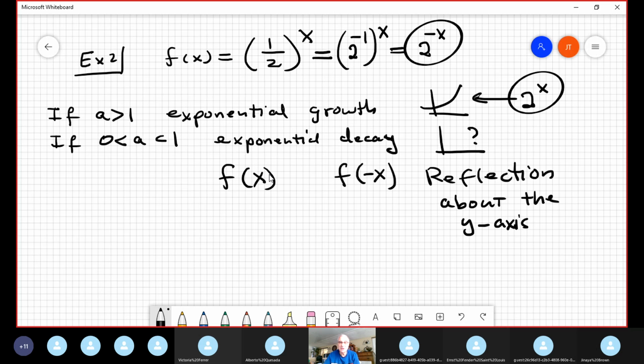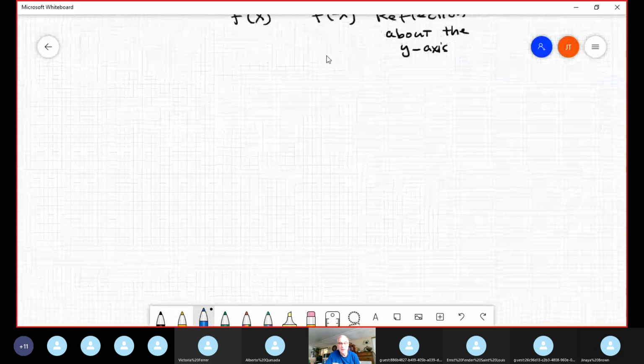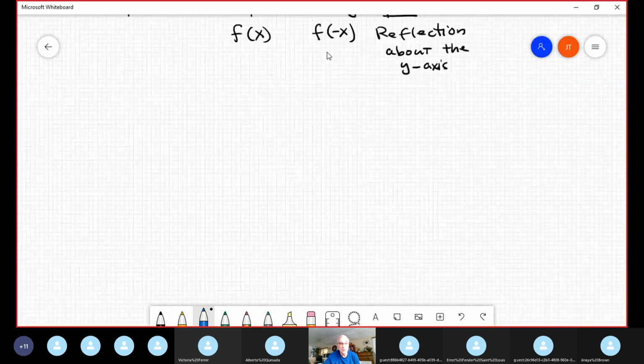Si es reflection, entonces es because the new exponential looks like that. Okay. I have some idea using transformation, but I want to explain in detail again. Look, I take advantage to do again the chart, the table.